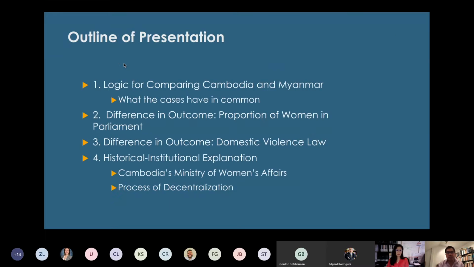The outline for the presentation is the following, and I just want to lay out the main points so it's clear to everyone where I will go with this presentation. First, I want to lay out the logic for comparing Cambodia and Myanmar, what the cases have in common. Then I will lay out the contrast, that is where they vary in the outcome. And here I'll focus on two issue areas. One is the proportion of women in parliament, and secondly, a domestic violence law. And here I will show a contrast between Cambodia and Myanmar. And then I will seek to provide a tentative explanation for this contrast. I will rely on a historical institutional analysis, that is the historical institutional formation of the Cambodia Ministry of Women's Affairs, and secondly, the process of decentralization.